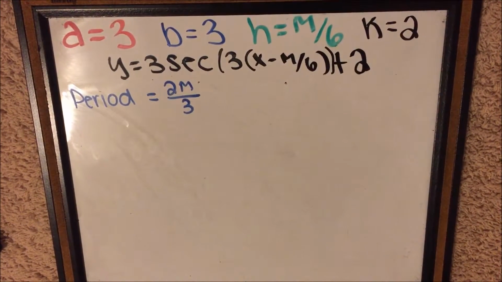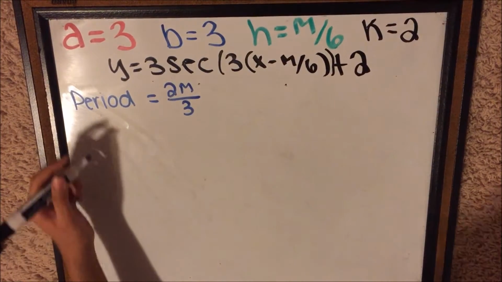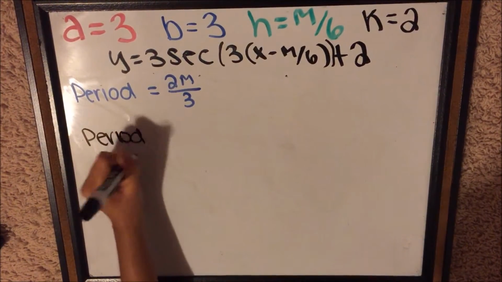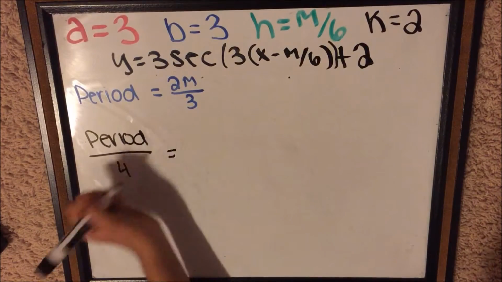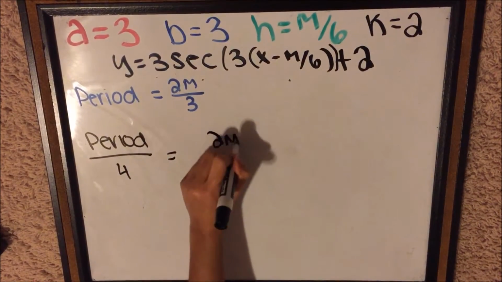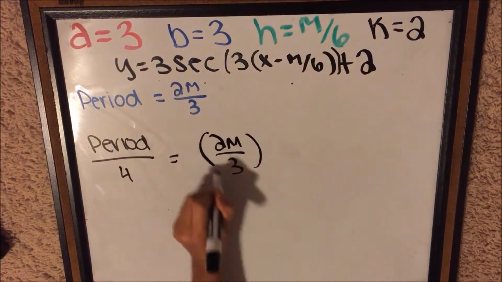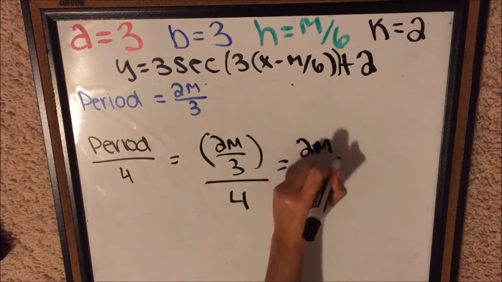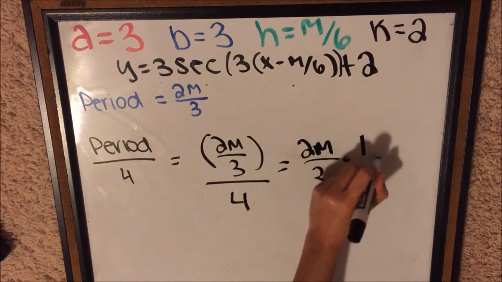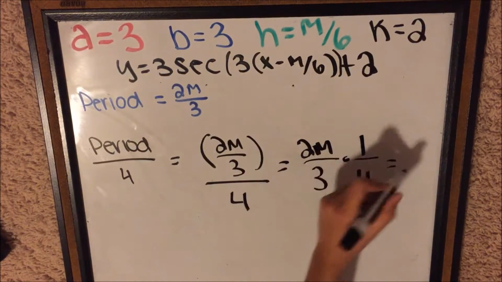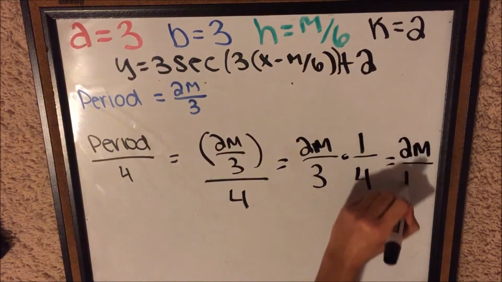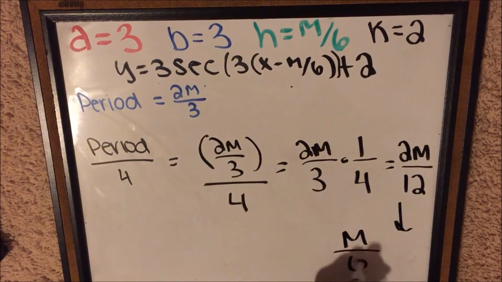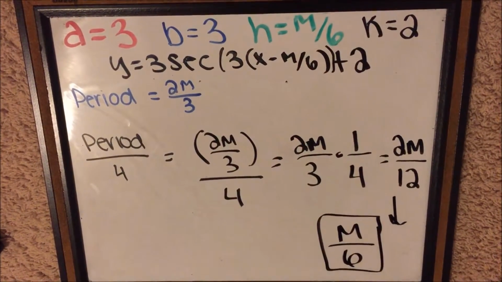And now we're going to find the tick mark width. And all you have to do is take the period and divide that by 4. So we're going to take 2 pi over 3, divide that by 4. And so you would just do 2 pi over 3 times 1/4. And that's 2 pi over 12. And then you can simplify that to pi over 6. And this is our tick mark.